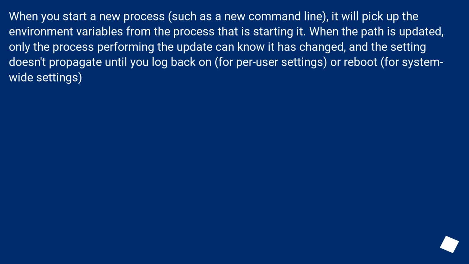When you start a new process, such as a new command line, it will pick up the environment variables from the process that is starting it. When the path is updated, only the process performing the update can know it has changed, and the setting doesn't propagate until you log back on, for per user settings, or reboot, for system-wide settings.